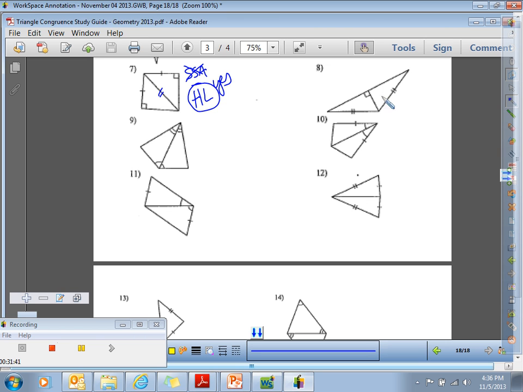Yes. Once again, hypotenuse leg, this is a right angle, this is a right angle. The hypotenuses are congruent, and they share a leg. So this would be yes, hypotenuse leg.